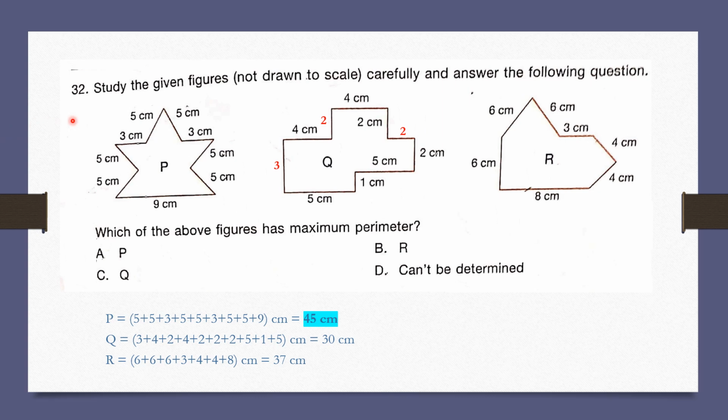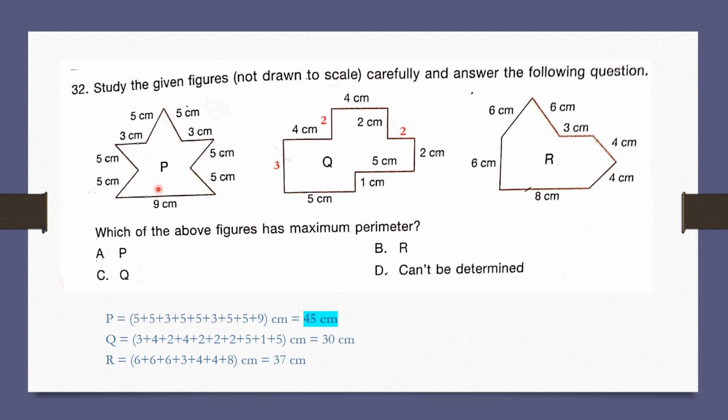Question number 32. Study the given figures, not drawn to scale, carefully and answer the following question. So some lengths are missing. We first write down the lengths which are missing. If you see here, this is not given. But if you see parallel lines, 2 plus 1, so it will be 3. Now this line is given 2. This is same as this line, so it will be 2 centimeter. Now to calculate this line, we need the total length, which is 5 plus 5 is 10, then 4 plus 4 is 8. So 10 minus 8 equals 2. So it will be 2 centimeter.